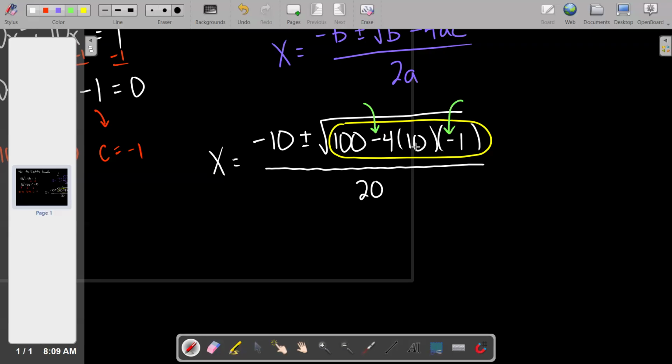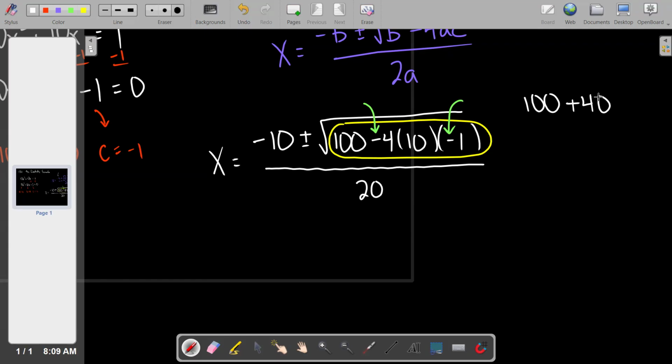That minus and that negative crash into each other, flood towards each other, and they create a plus, not a positive, but a plus. So what's really happening inside of the square root here is not what you think it is. It's going to become 100 plus 40.